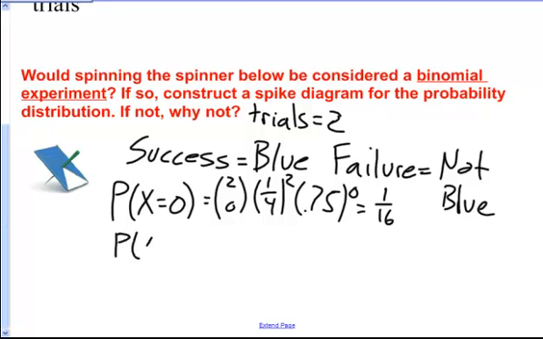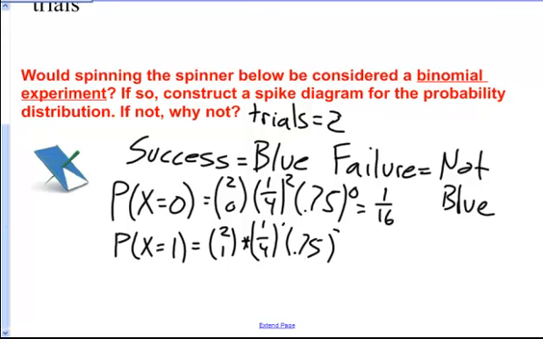Now we're going to have P of x equals 1, which is 2 choose 1, times 1/4 to the first times 0.75 to the first. If you multiply this out, it's going to be 3/8.